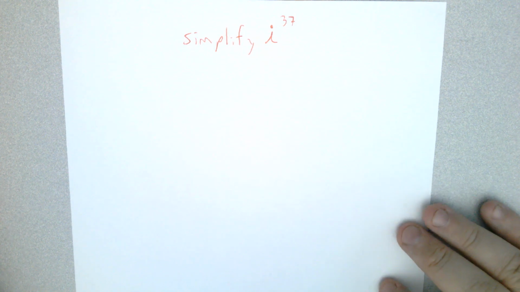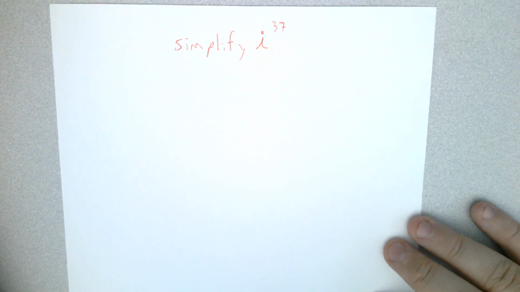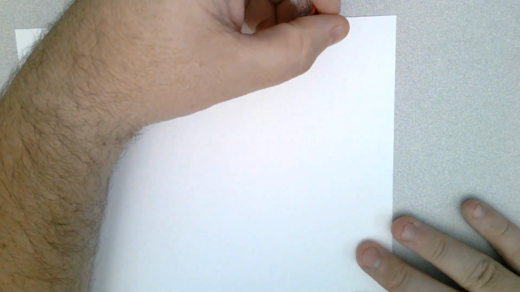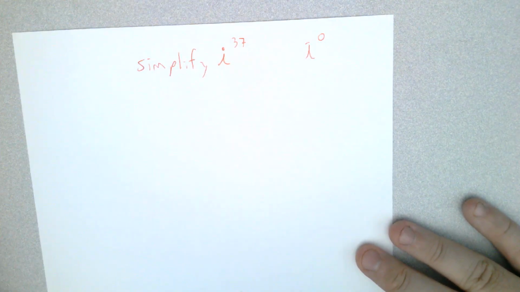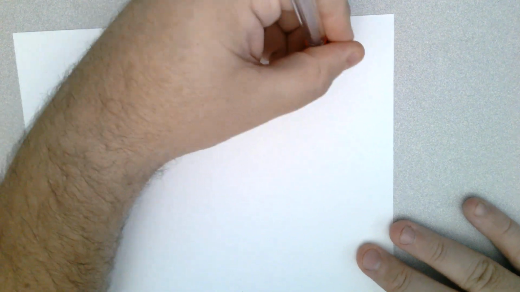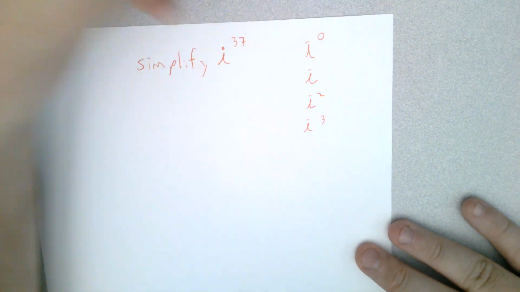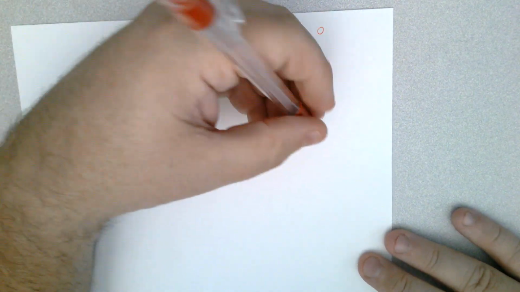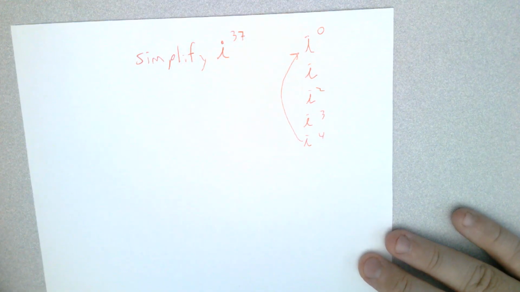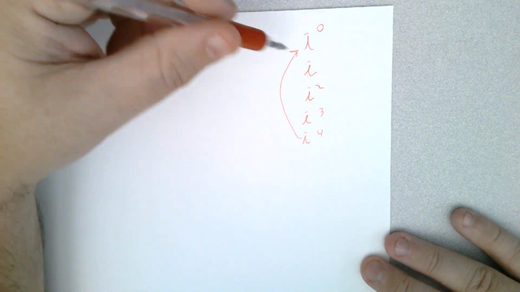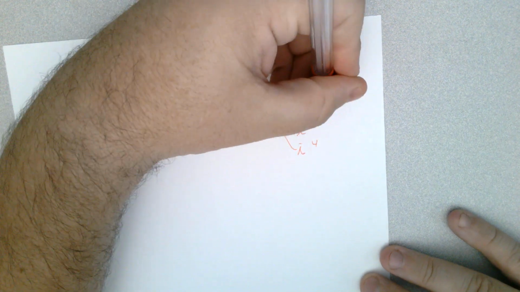the math behind this is that when we're doing these problems, there's only four possible answers because they cycle through. So when we simplify these, we either get i to the zero, i, i squared, or i to the third. Because once we get to i to the fourth, that's the same as i to the zero. So they cycle through, and we only have the four possible solutions.